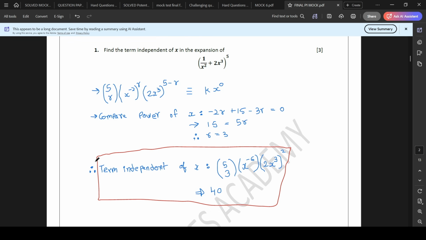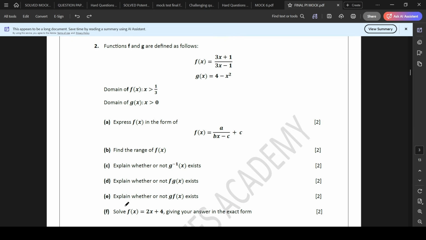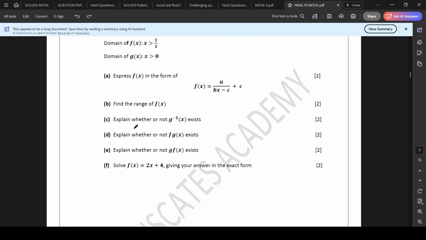Now let's move on to the second question. So this question is all about functions. There are two functions given to us, f of x and g of x, where f of x is a reciprocal function and g of x is a quadratic function. Both of them are given with their respective domains. The first part of the question states that I need to convert this reciprocal function into this format. So let's see how we can do this.